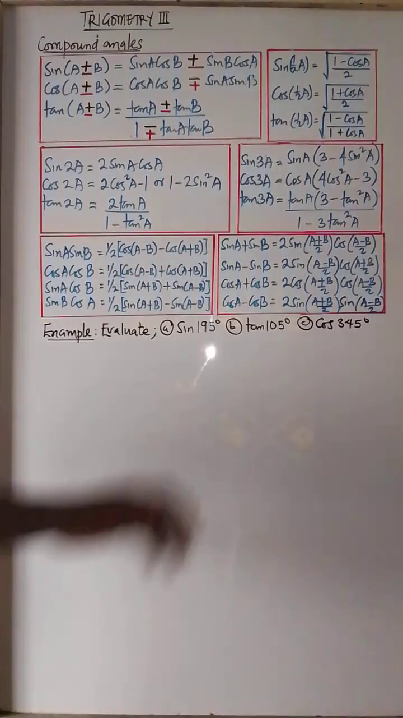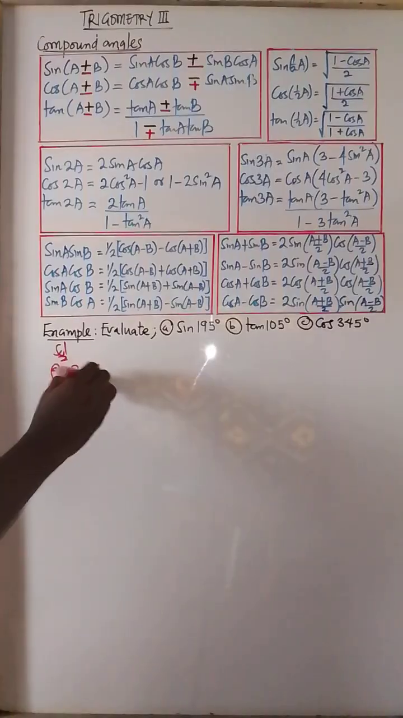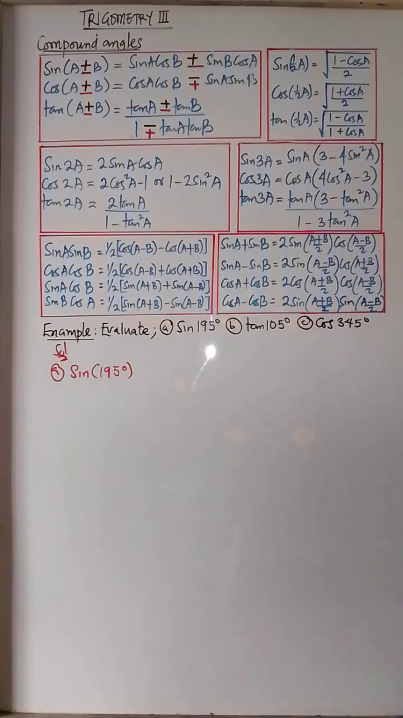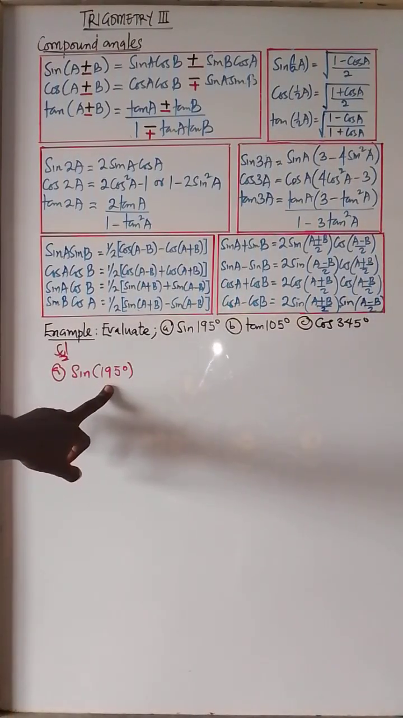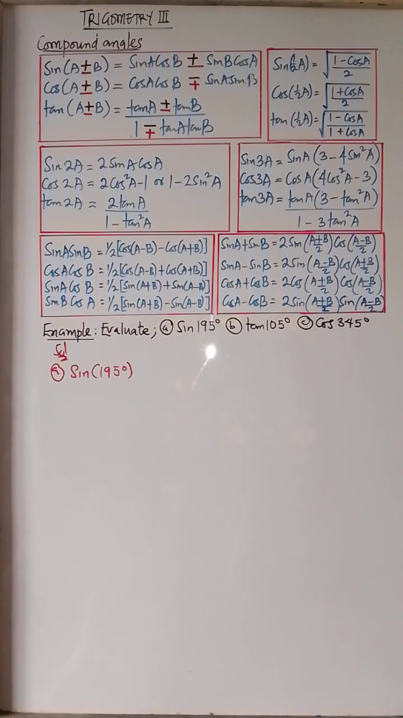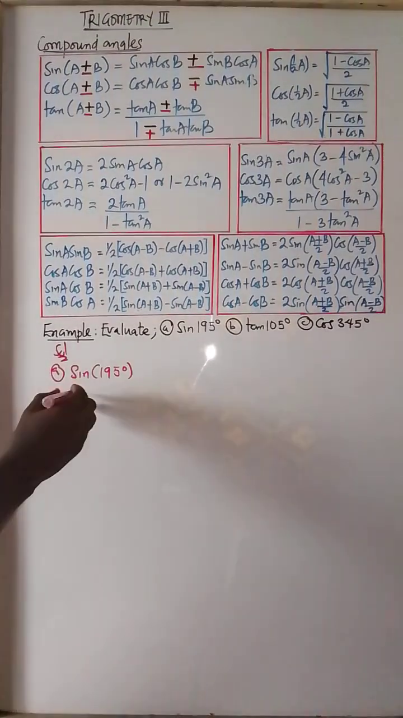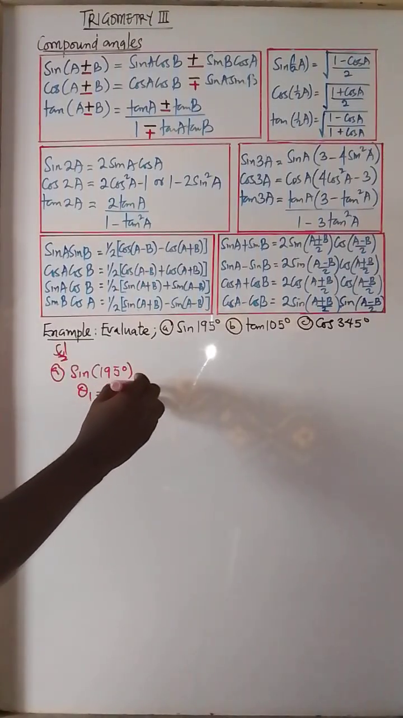Example 1, we have to evaluate the following. The first one is to get sine 195 without the use of a calculator. Whenever you see any angle greater than 90 degrees, we can always put it in the first quadrant. This is an angle in the third quadrant, because the second quadrant is less than 180, and this is more than 180. So any angle in the third quadrant can be written in the first quadrant by removing 180 degrees from it. Recall, an angle in the first quadrant can be expressed as the angle in the third quadrant minus 180 degrees.